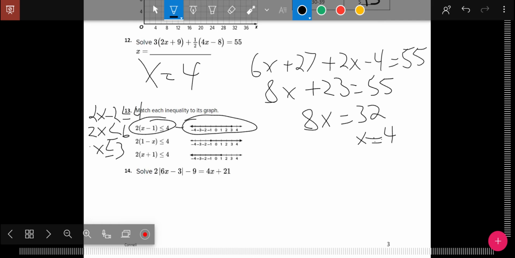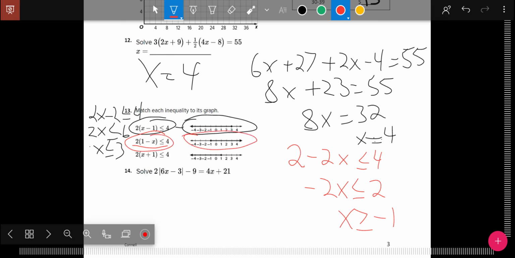And so now I'll solve this one right here, over here on the right. 2 times 1 is 2. 2 times x is 2x, less than or equal to 4. Minus the 2 over, I get negative 2x is less than or equal to 2. Divide by -2. I have to flip the sign, so x is greater than or equal to -1. And so this one goes with this one, which leaves only one choice here, so I really don't have to solve. I could solve it to check.